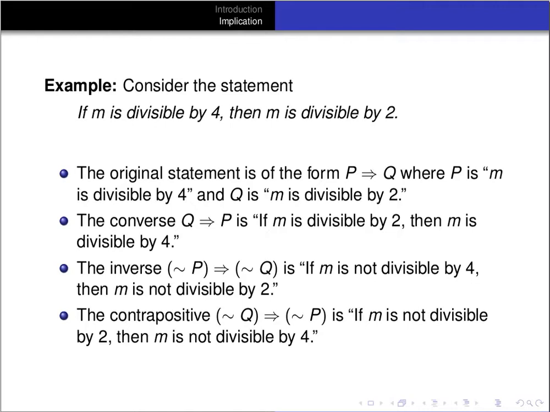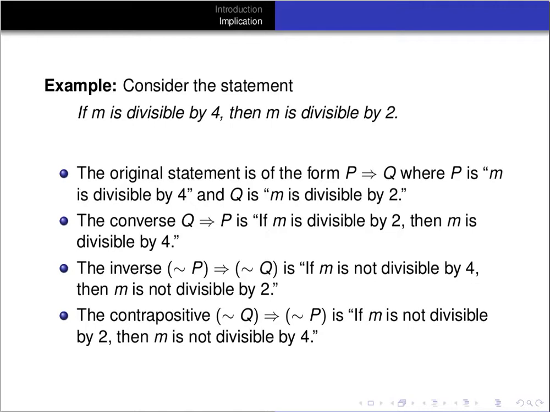So if we look at this and think about which ones are true or false here, we can see that the original statement, P implies Q, is true. Okay, so if m is divisible by 4, then it is in fact divisible by 2. And the contrapositive we can see is true, the last one there. If m is not divisible by 2, then it's certainly not divisible by 4.